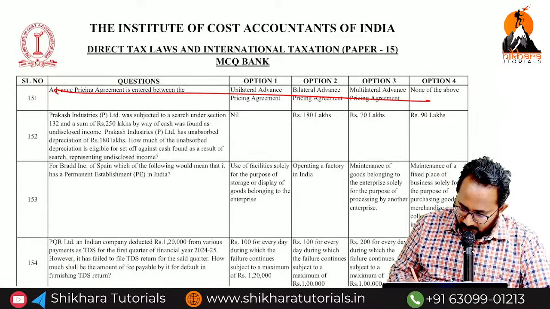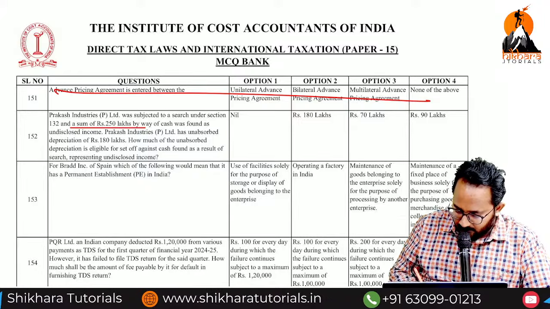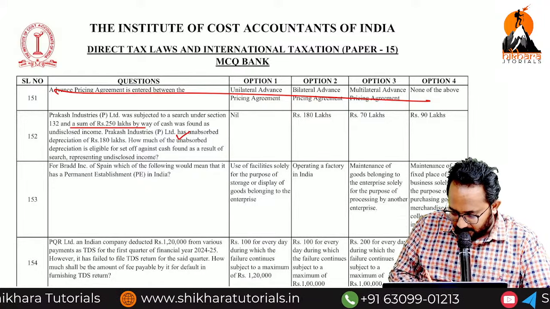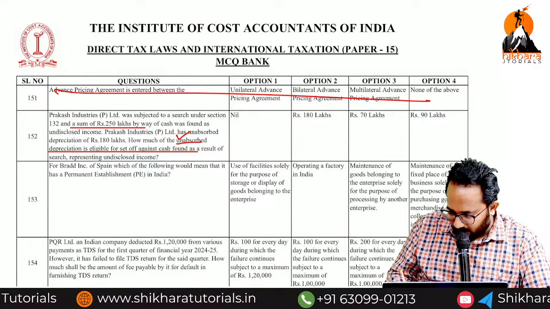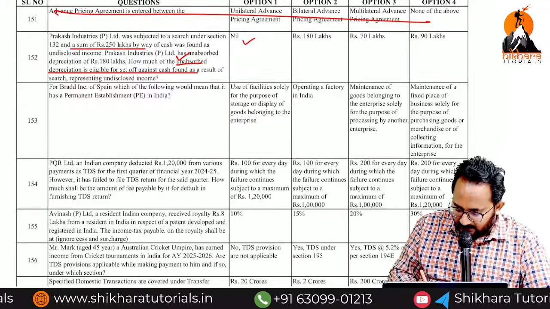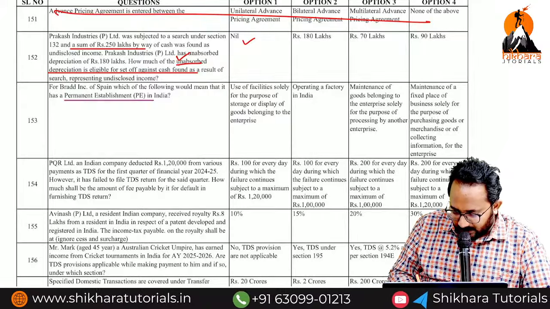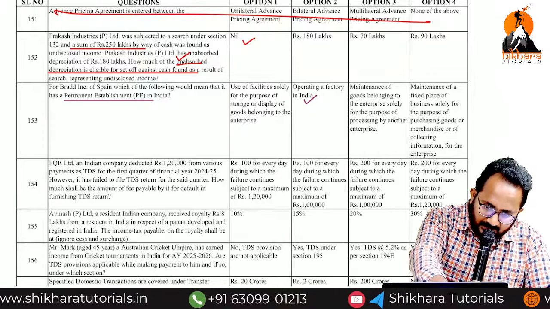Next, at the time of search we identified 250 lakh cash, and we have an unabsorbed depreciation. How much of the unabsorbed depreciation can we set off? Nil. We can't set off any unabsorbed depreciation. Now they are asking which one of the following can be treated as PE? Opening of a factory in India is treated as what? PE.